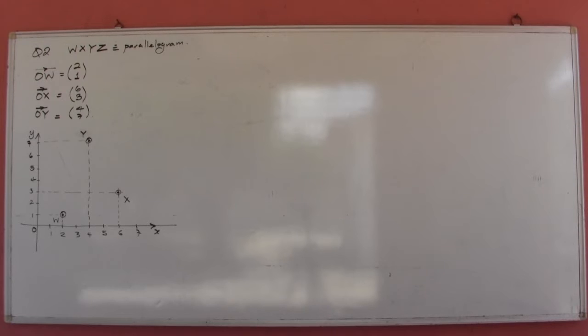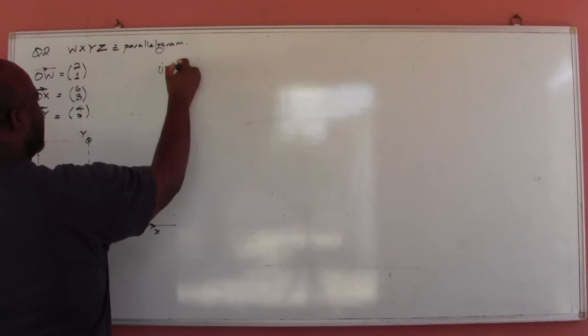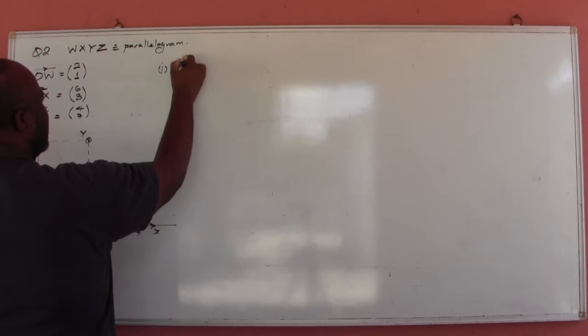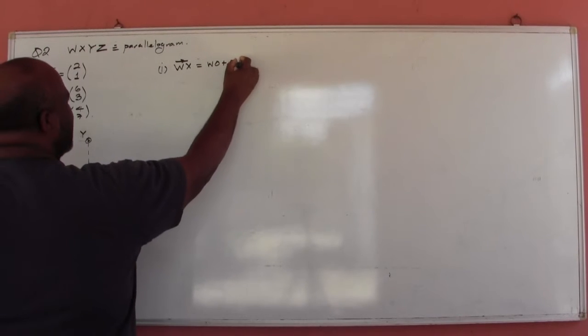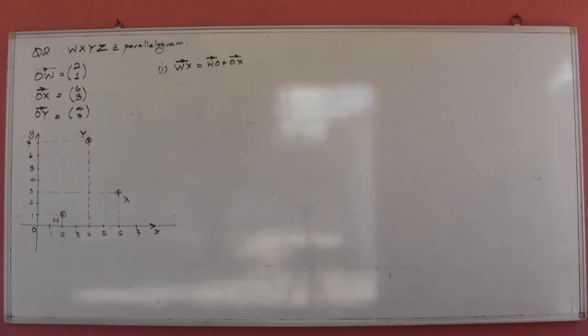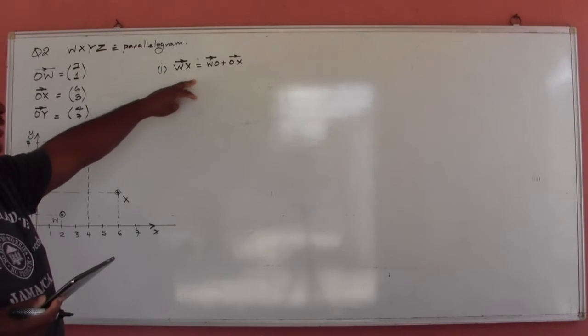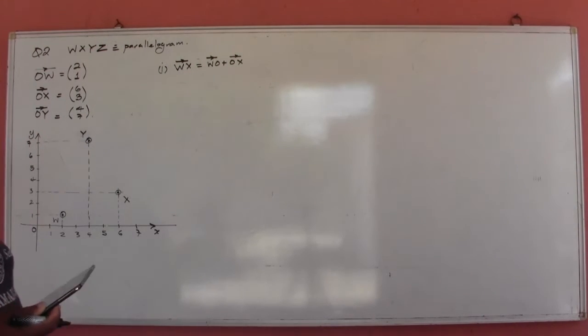We're asked to A, determine, in column vector form, WX. So we're asked to find the vector WX. Using the triangle law of vectors, it's going to be WO plus OX. Most times if you're asked to find or determine a vector in whatever form, you would end up using the triangle law of vectors. So if I'm finding the vector WX, I'm going to start at W and end at X, and the next letter goes in the middle.